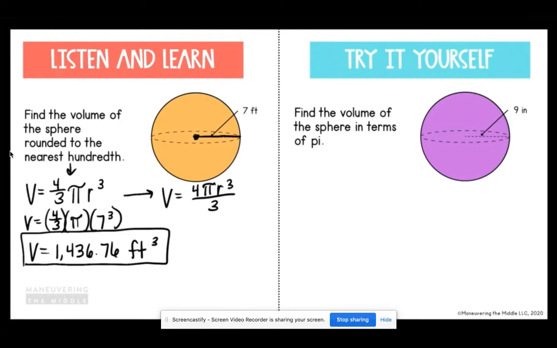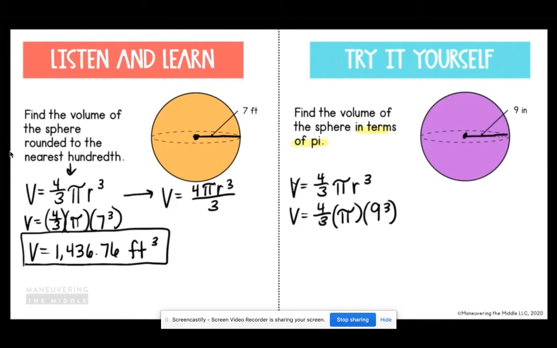So it says find the volume of the sphere in terms of pi. So we're going to solve this one the same way by starting with the formula, 4/3 pi r cubed. Looking at the sphere, it gives me that the radius is 9. So I'm going to substitute this into my formula. 4/3 times pi times 9 cubed.